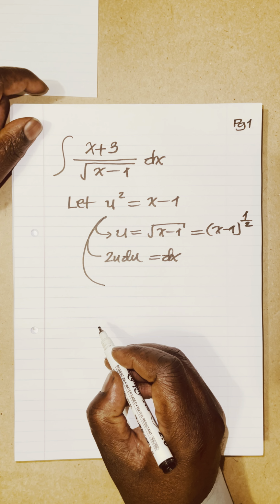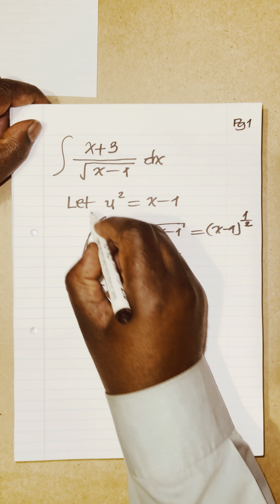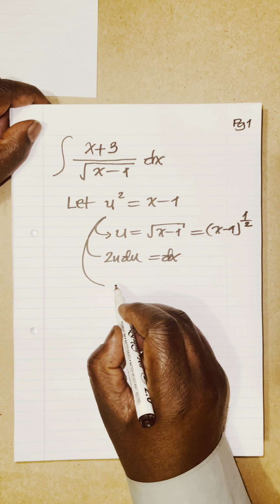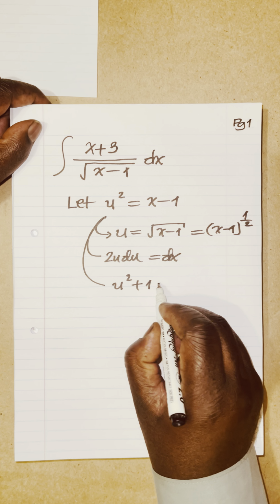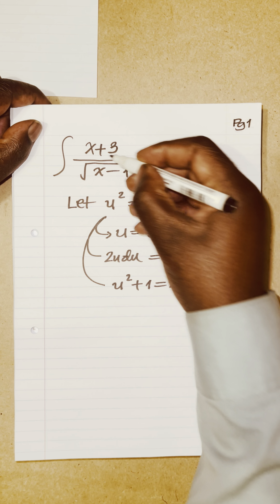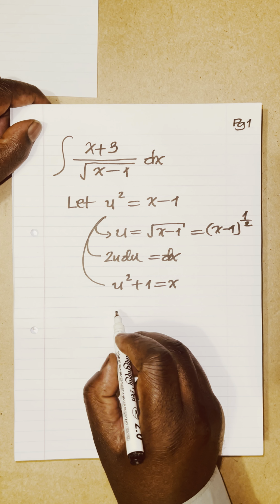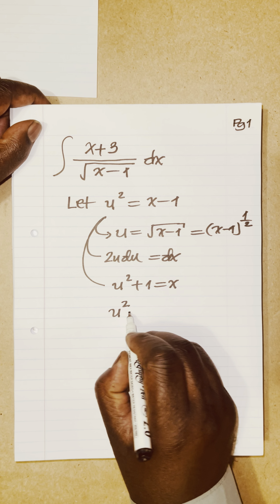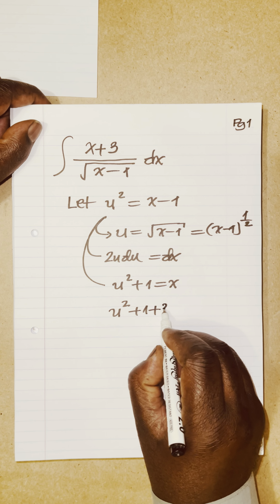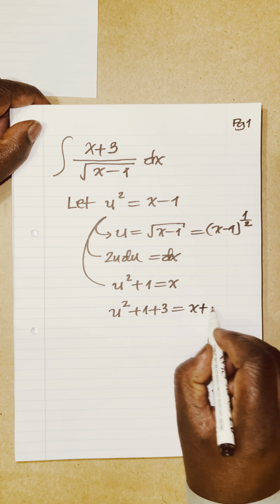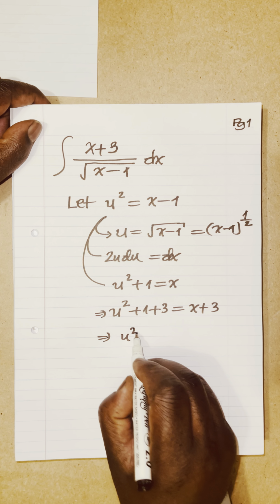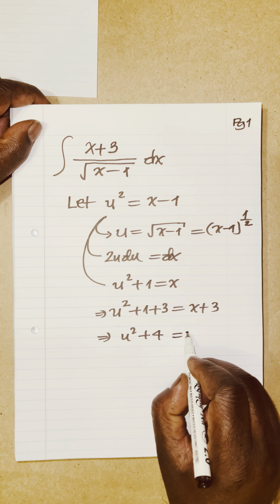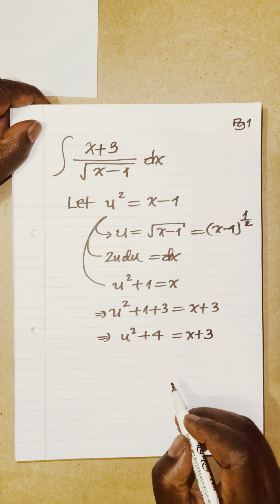You can see in the numerator there. So we construct x plus 3 from this equation here as follows. So we have u squared plus 1 is equal to x, but I have x plus 3 there, so I must add 3 on both sides. So we have u squared plus 1 plus 3 is equal to x plus 3. Simplifying the left hand side, we have u squared plus 4 is equal to x plus 3.